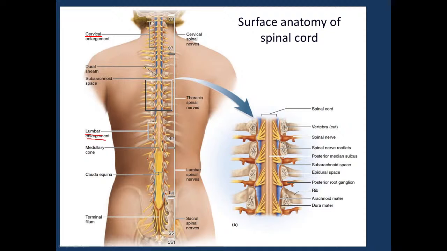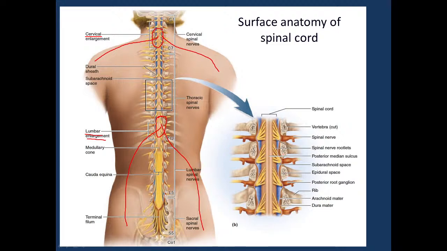All enlargements consist of the neurons that give the nerves to the upper and lower extremities. So here come nerves to the upper extremities, and here come nerves to the lower extremities. That's why there are more neurons inside both enlargements.